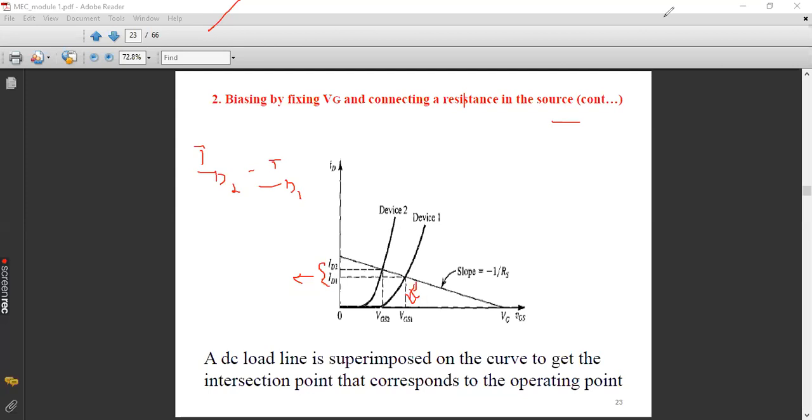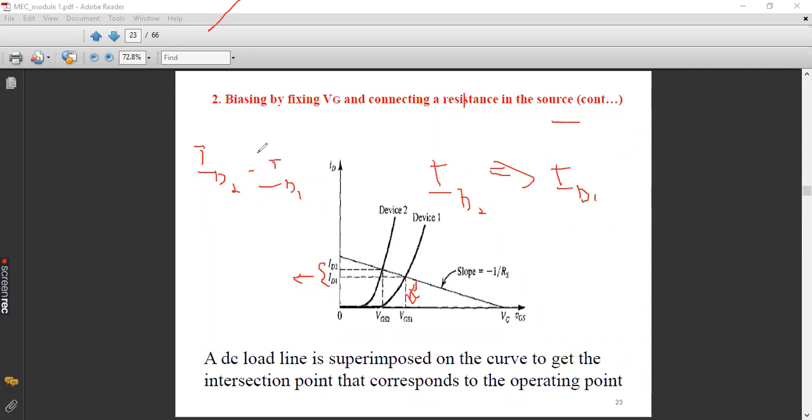It will decrease. Somebody has put increase. You just analyze it carefully. It will decrease. Fine. So the variation between the two drain currents will decrease, which means ID2 will approach towards ID1.